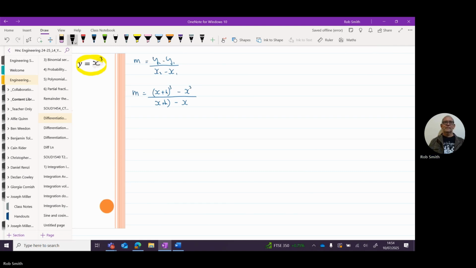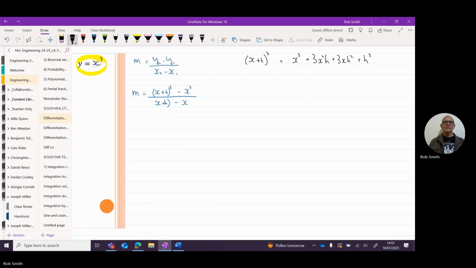So what we'll do then, now you've had a go at that, we'll expand (x + h) to the power 3. We could do it by hand, or if you've done this in maths already, we could use Pascal's triangle to do that. Whichever way you want it. So it would have been x to the power 3 plus 3x squared h plus 3x h squared plus h to the power 3.